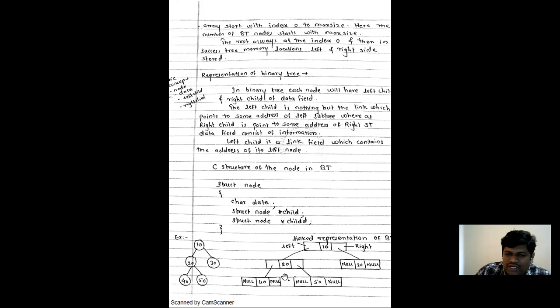Now come to 20. The left pointer of 20 is the address of 40. The left pointer of 40 is Null, and the right pointer of 40 is Null. The right pointer of 20 is the address of 50. The left and right pointers of 50 are Null. The right pointer of 10 is the address of 30. The left pointer of 30 is Null, and the right pointer of 30 is Null. Good. Now all of you have understood.